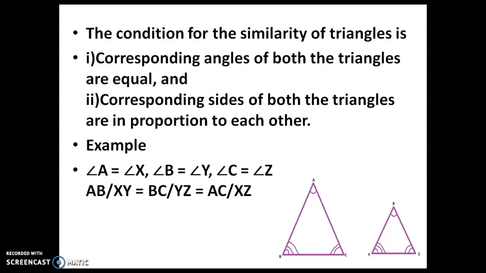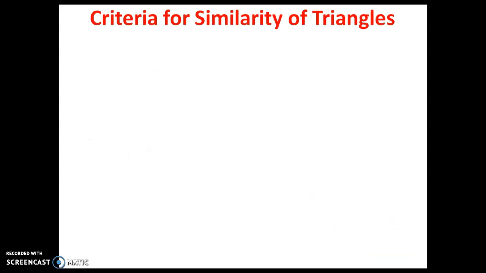So corresponding angles should be equal, meaning angle A equal to angle X, angle B equal to angle Y, angle C equal to angle Z. And the sides, AB by XY is equal to AC by XZ equal to BC by YZ. So these proportions have to be equal. Then these two triangles are similar. So, criteria for similarity of triangles.